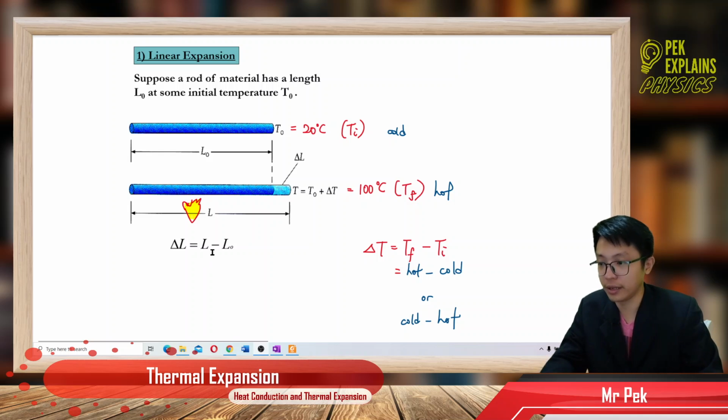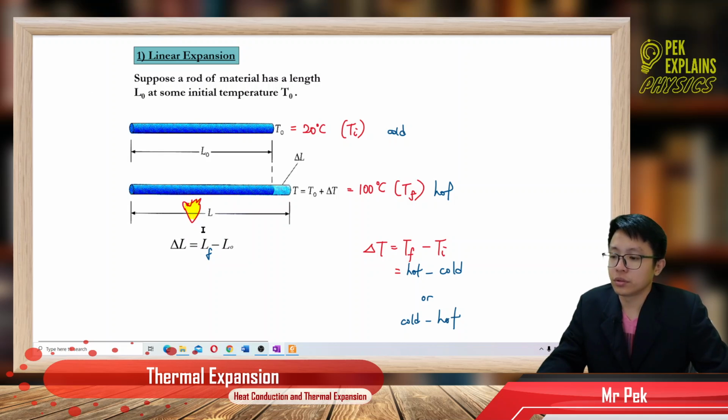I can write it as L final. So delta L is the expansion, and L F is the final length. L naught is the initial length.